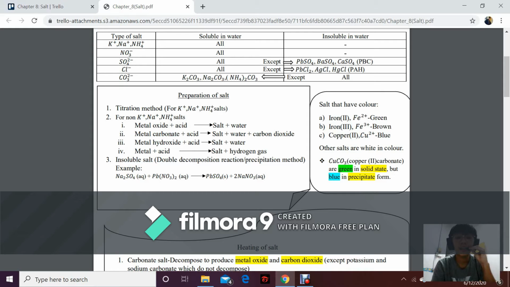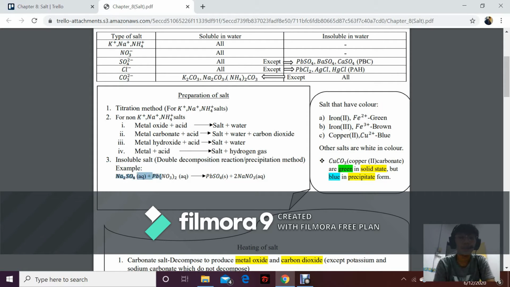You cannot use metal carbonate like PbCO3 to produce the PbCl2 because you got another method to produce the insoluble salt. So for the PbCO3 just now, sorry for the misconception or misunderstanding from me, because that reaction is not going to produce PbCl2. You will not produce PbCl2 for that reaction. You will get PbCl2 by the double decomposition reaction, which is the last method to prepare your salt.